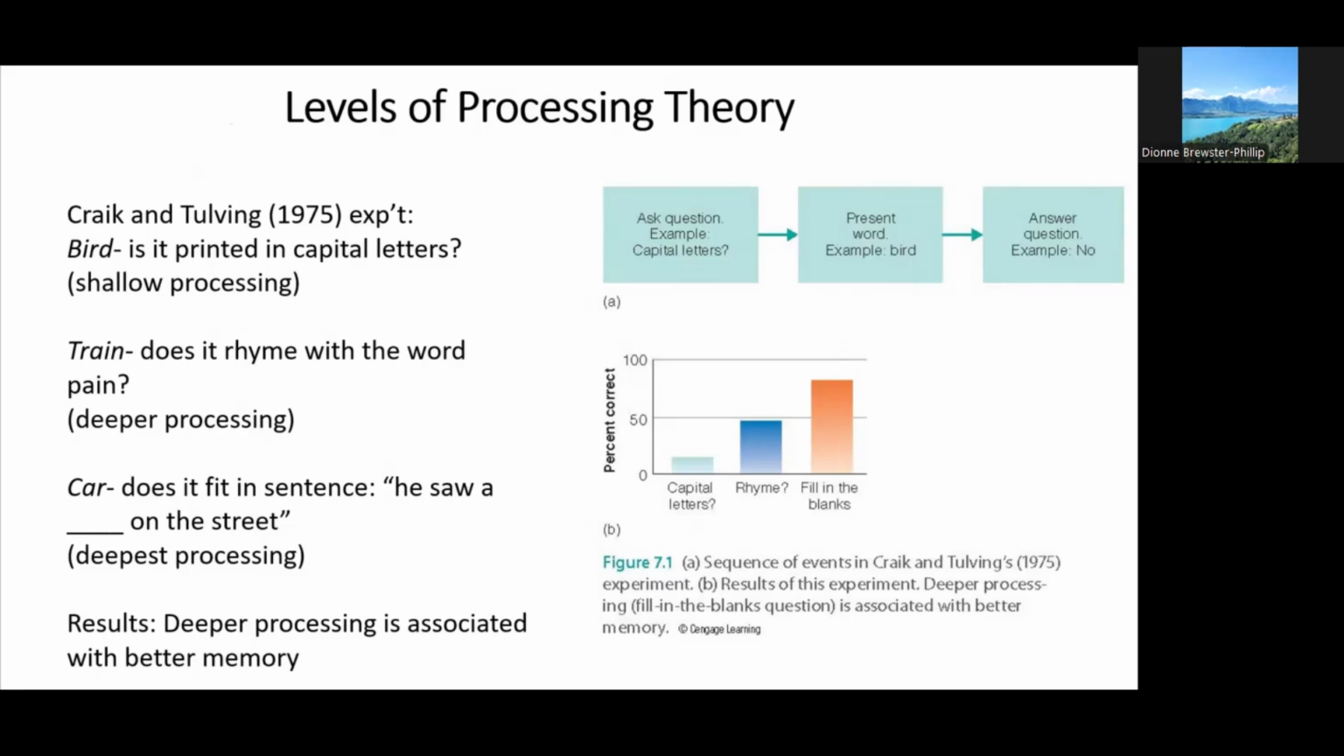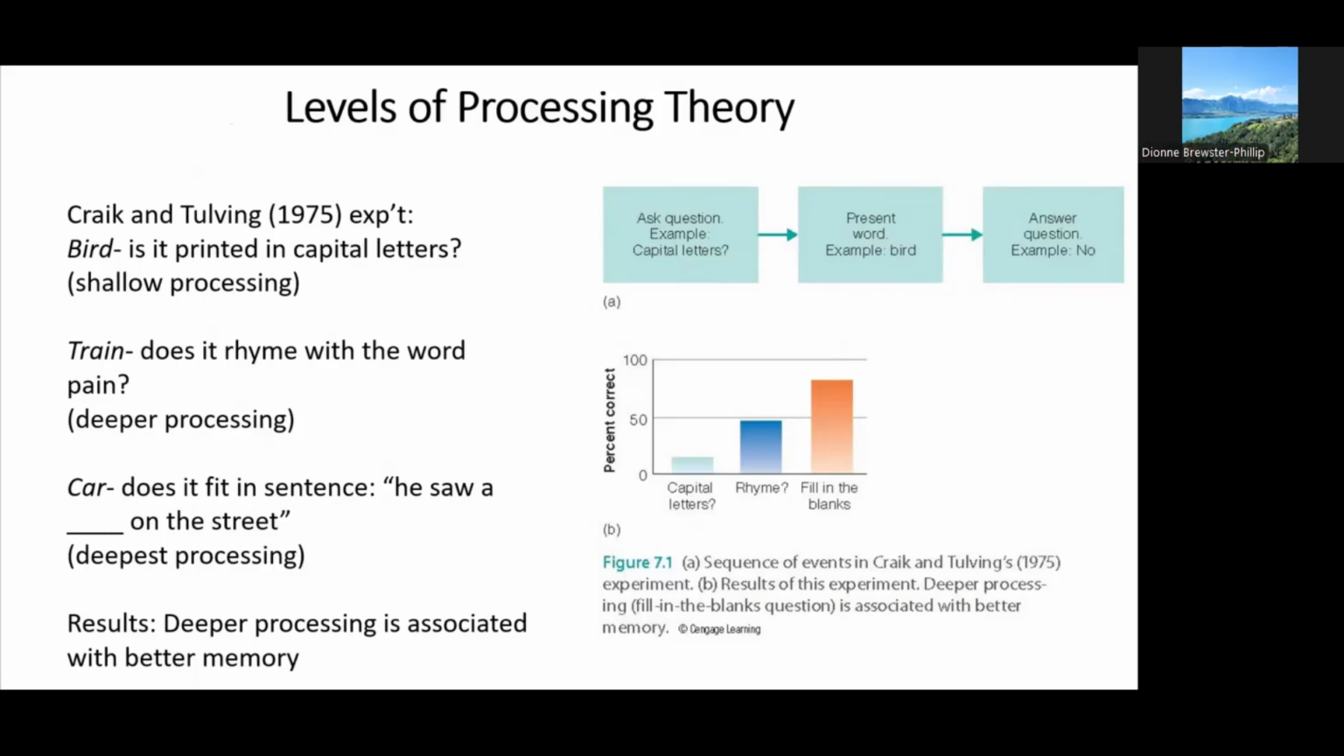So in an experiment testing memory following different levels of processing, Craik and Tulving presented words to participants and asked them 3 different types of questions. Question 1 was about the physical features of a word. For example, participants saw the word bird and were asked whether it was printed in capital letters or common letters, right?